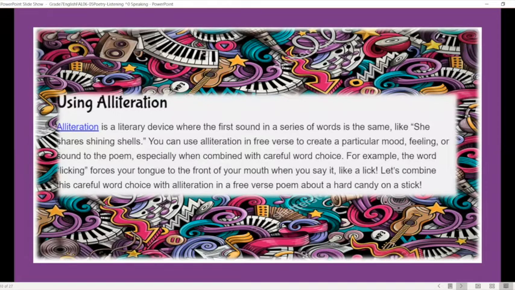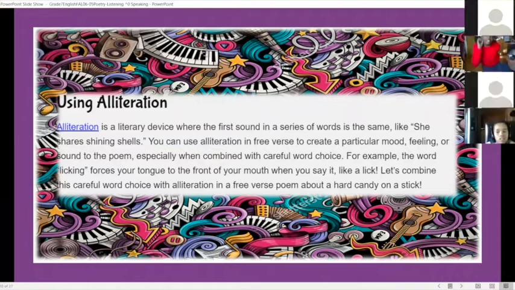So for example, if you say the word licking, it forces your tongue to the top of the mouth. Remember we spoke about that yesterday, like lick, stick. Those sounds go to the front of your mouth by your teeth, so it's creating a sound as well. And when you use it repeatedly in a poem, then it's just really interesting. It's a tool you can use.